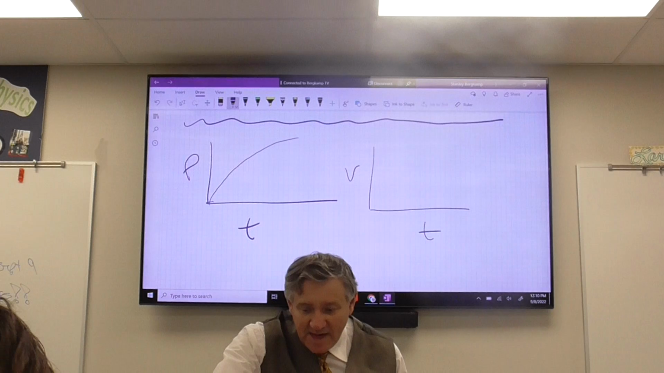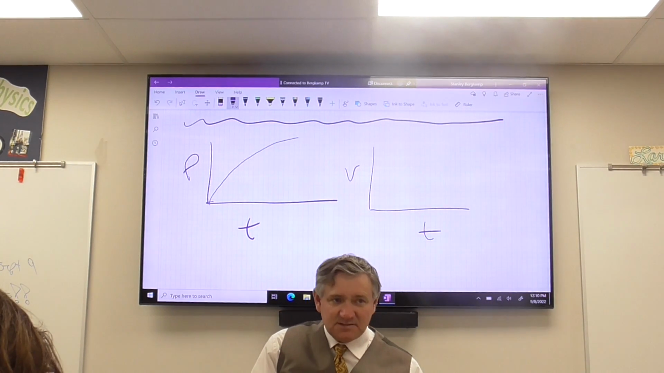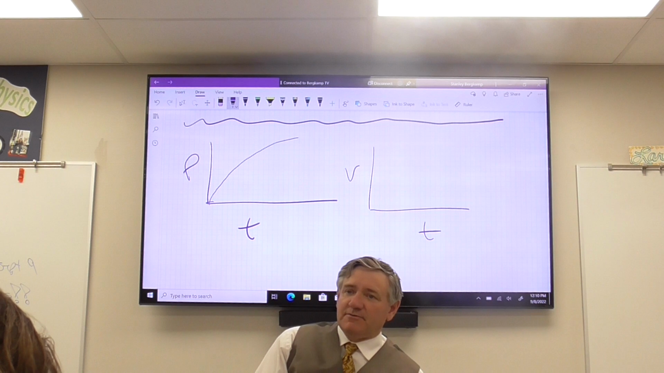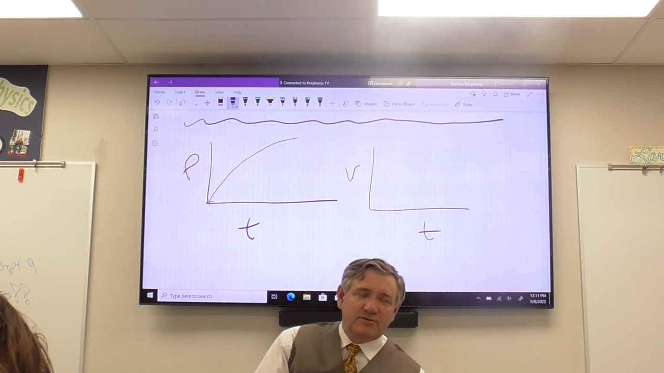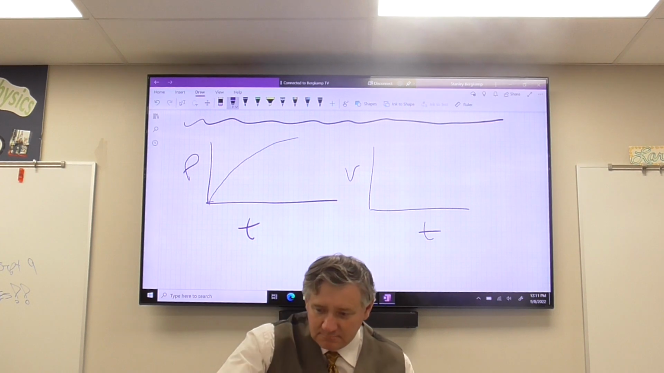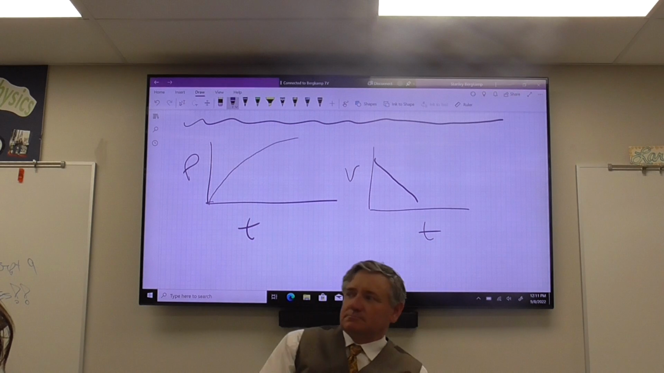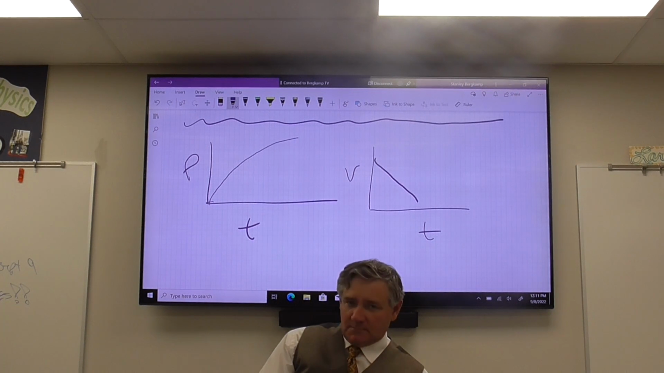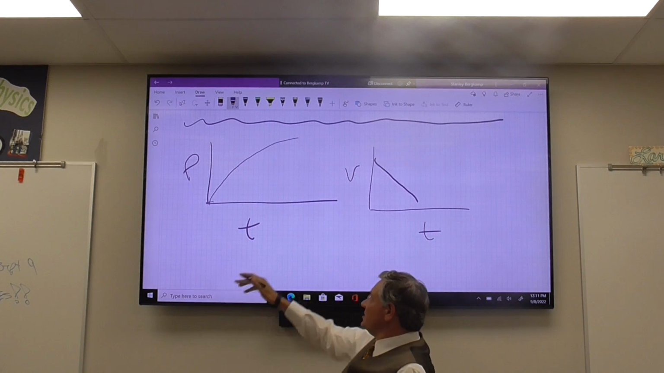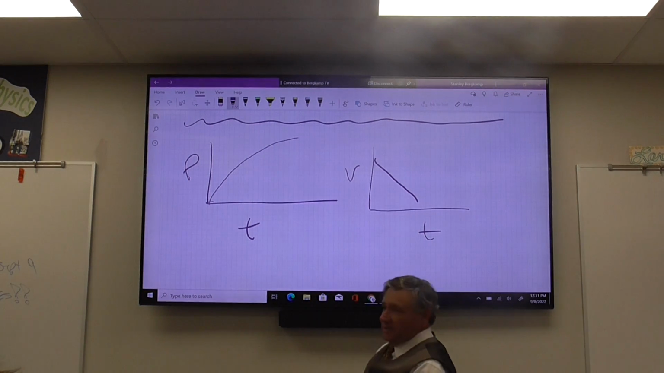So how can I show an object slowing down with positive velocity on a velocity time graph, assuming that we have uniform acceleration? Something like this? Go with that. Okay, so this shows it's starting fast, still positive, so there you go.